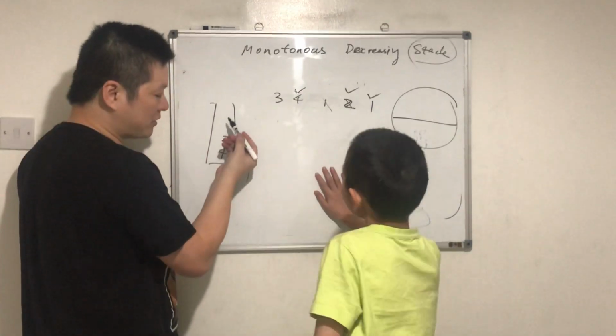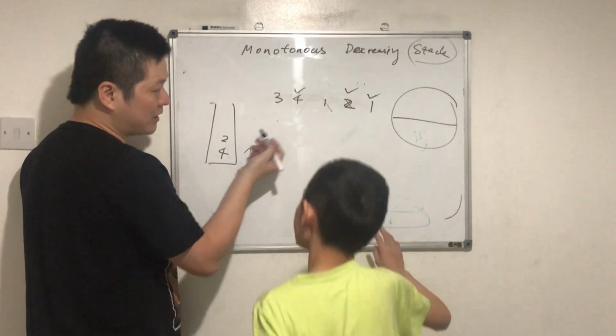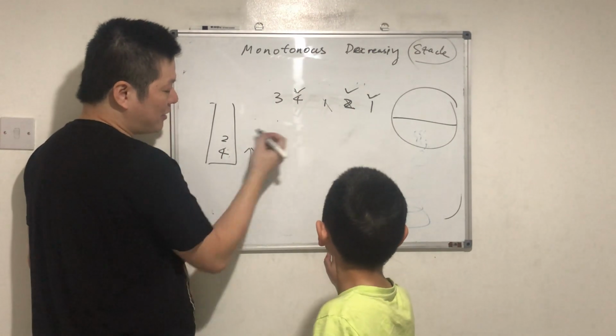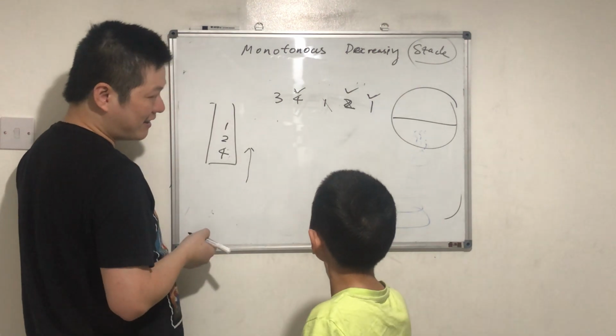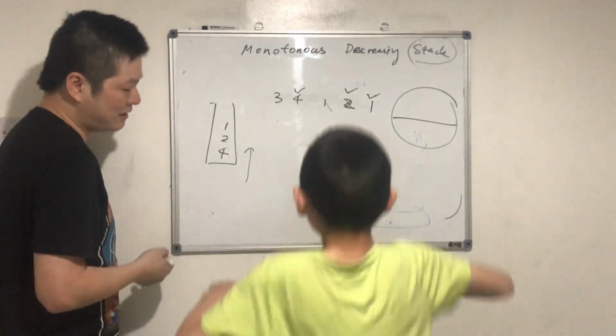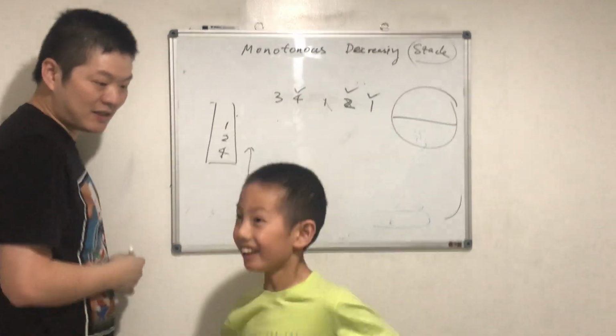When you read it from the bottom to the top, it's always decreasing for 2. And then 1, it's okay, yeah? Because 2 is bigger than it, right? I only take out a smaller one, yeah? Okay? So the answer is 4, 2, 1. Does it make sense?